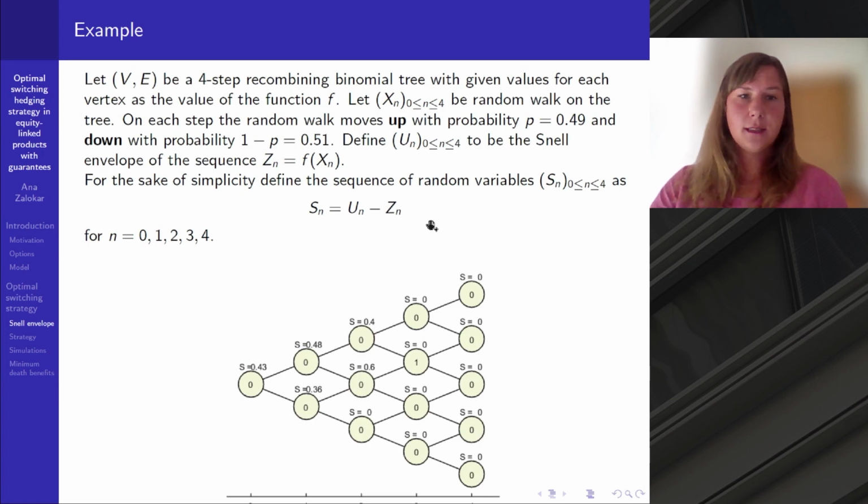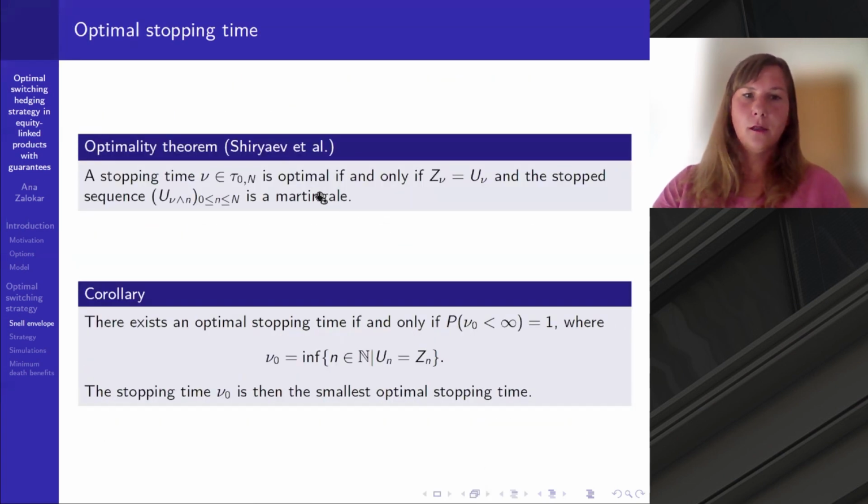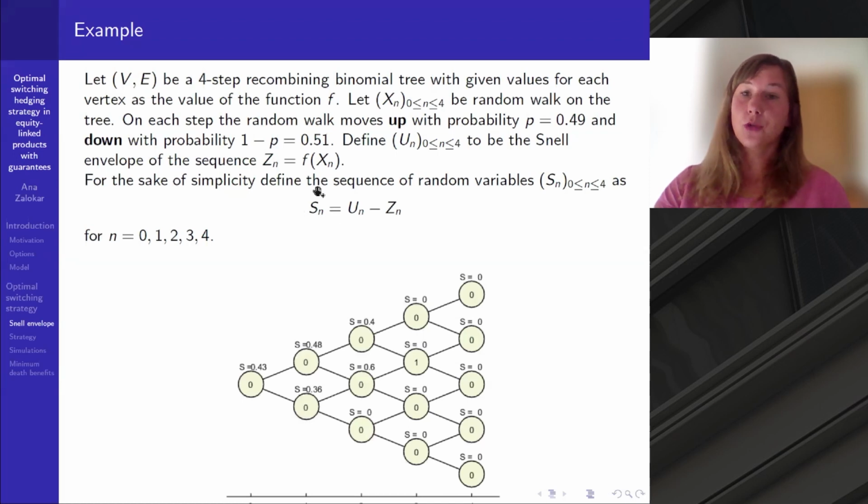And Un is then the Snell envelope of this sequence. Just for the sake of simplicity, we define the sequence Sn, which is Un minus Zn. Just recall that the stopping time is optimal when Z mu equals U mu. This means that the value of this S should be 0. So we are looking for the first time that this sequence Sn has value 0.